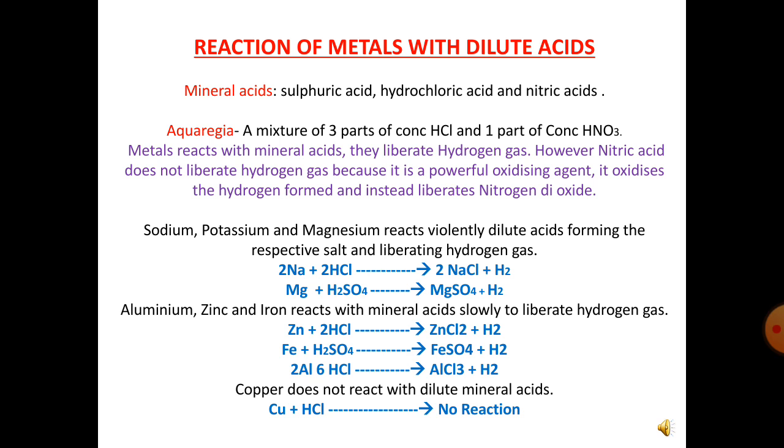Similarly, aluminium, zinc and iron also react with the mineral acids to liberate hydrogen gas, but not as violently as potassium or sodium. Suppose zinc reacts with sulfuric acid. What will happen? ZnSO4, zinc sulfate, plus H2. Suppose iron with hydrochloric acid, Fe plus HCl: FeCl2 plus H2 will be liberated. So you can mix and match. You can take any reaction which comes and do it by yourself.